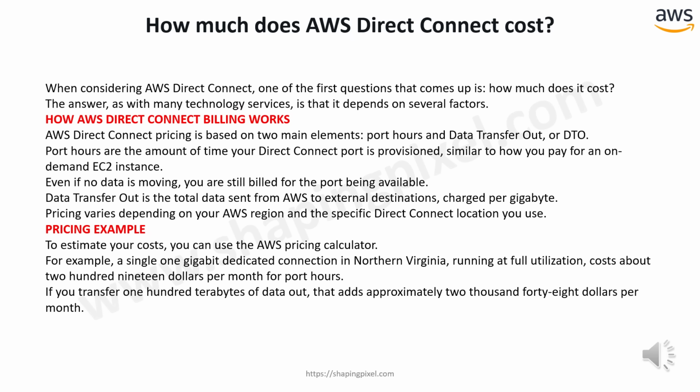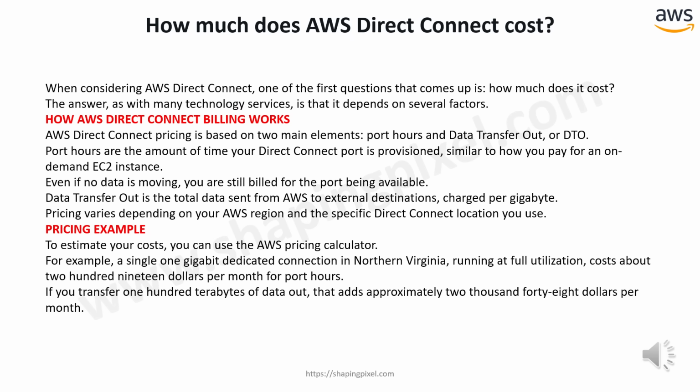Pricing varies depending on your AWS region and the specific Direct Connect location you use. To estimate your costs, you can use the AWS pricing calculator. For example, a single 1 gigabit dedicated connection in Northern Virginia running at full utilization costs about $219 per month for port hours. If you transfer 100 terabytes of data out, that adds approximately $2,048 per month.